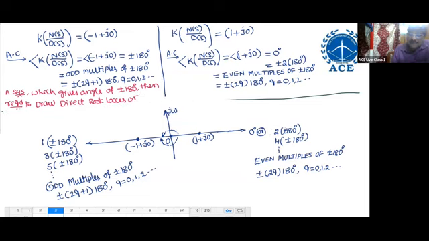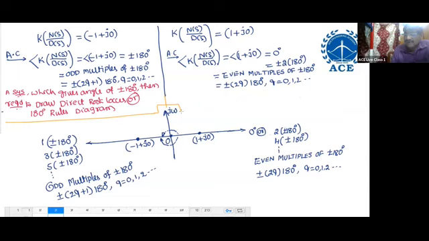Another word is 180 degrees rules diagram. Either you say 180 degrees rules diagram or direct root locus, both are the same only. Okay? So both are the same.